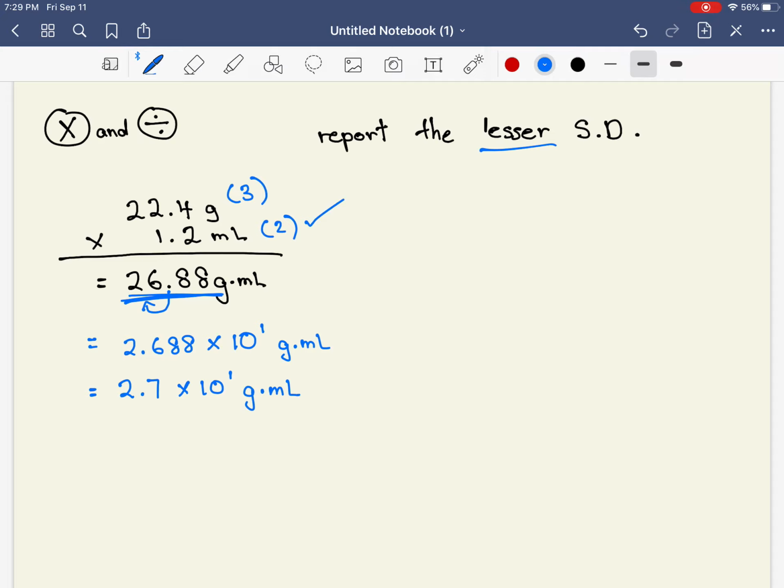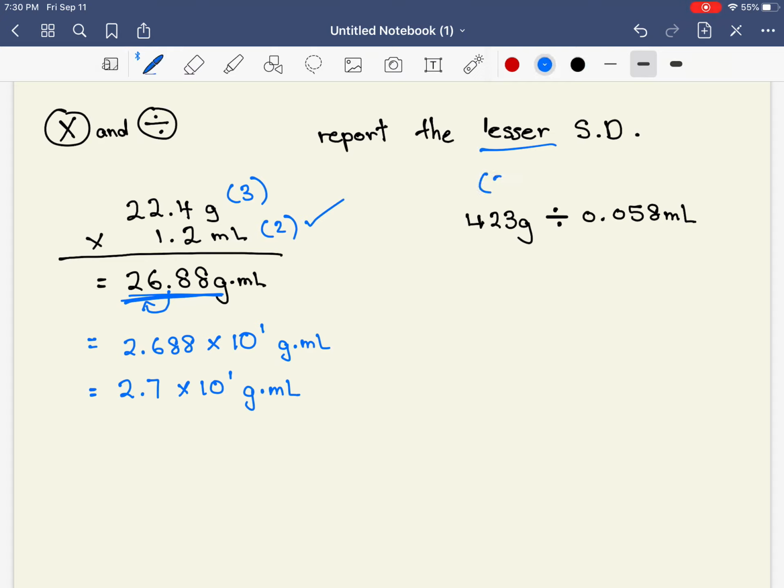Okay. Hopefully that's simple enough. Let's do one more. 4.23 grams divided by 0.058 milliliter. This is actually a density question. This is how you find density. Okay? Mass divided by volume.